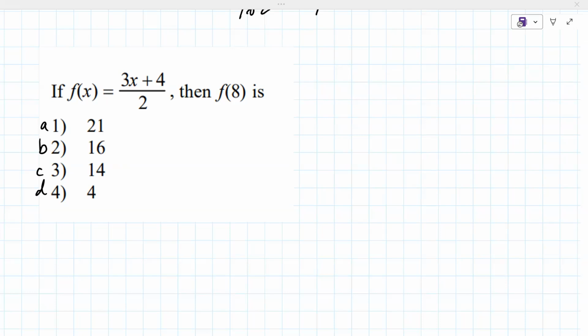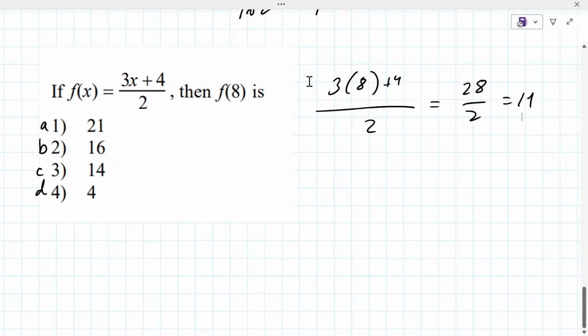14. So 3 times 8 plus 4 divided by 2. 28 over 2 is 14. Very good. Now, all the problems we've been doing so far, you've been taking that value and putting it in for X. Do you agree with that? Yeah. So there's another style of problem that you will see.